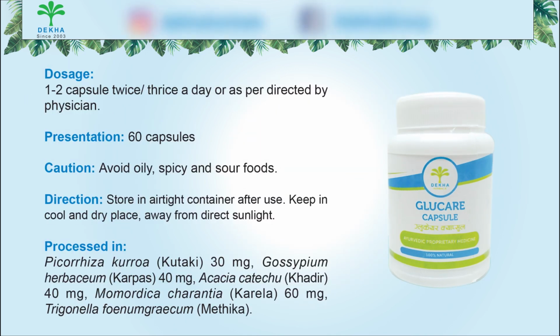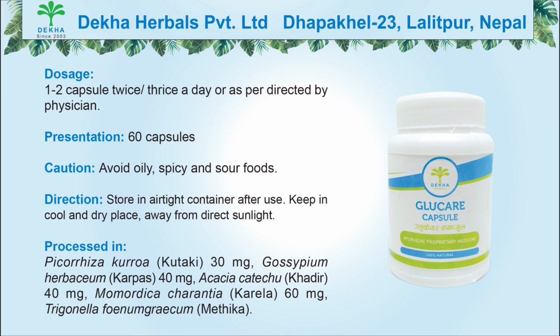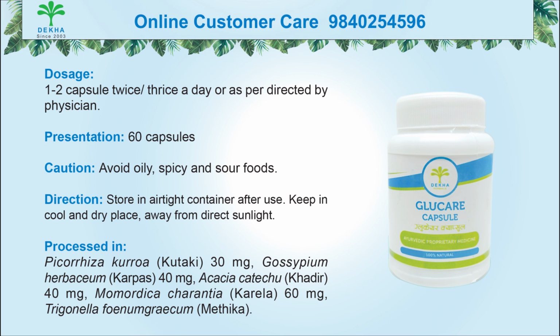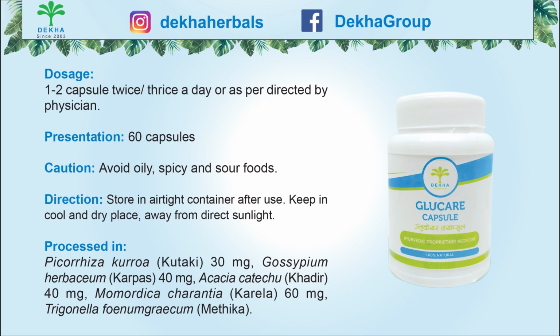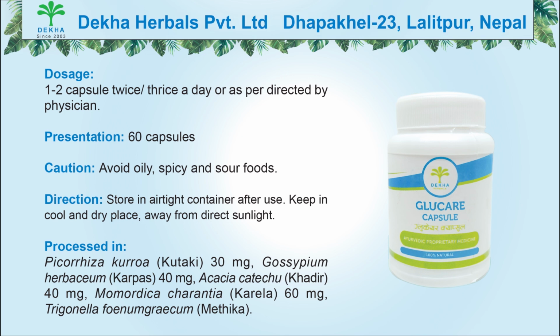Glucare package encapsulates 60 capsules in each box, which is taken 1 to 2 capsules twice or thrice a day, or as directed by the physician. Oily, spicy and sour foods should be avoided. After use, the container must be stored in an airtight container away from direct sunlight in a cool and dry place.